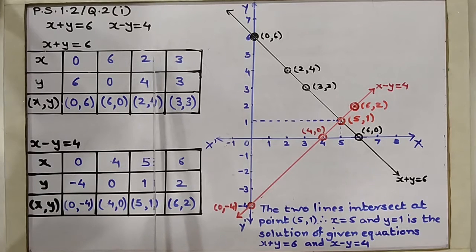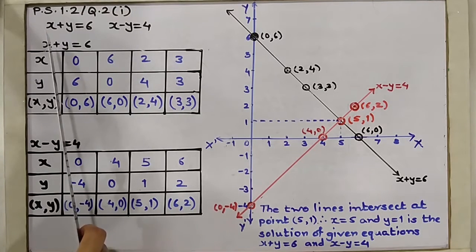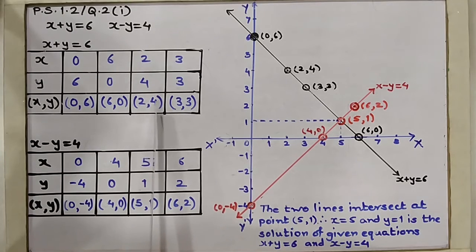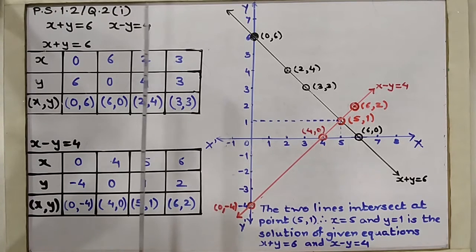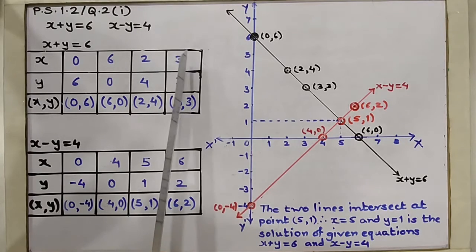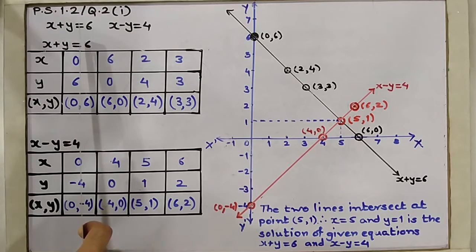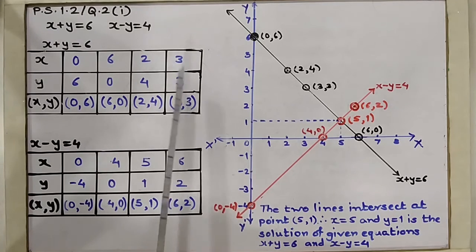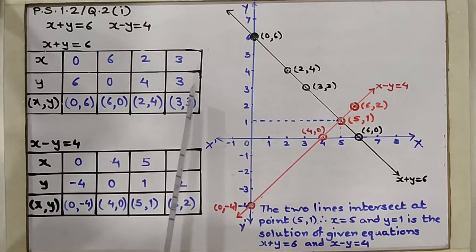In third case, we have taken x as 2. Putting this value in the equation, get y is equal to 4. So the ordered pair is 2 comma 4. And in the fourth case, I have taken x as 3. Putting this value in the equation, you get y is equal to 3. So the ordered pair is 3 comma 3. So now we have got 4 points. So we'll plot them on the graph paper.